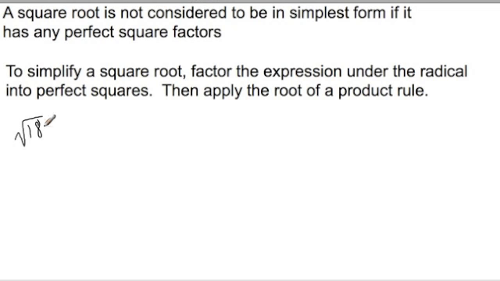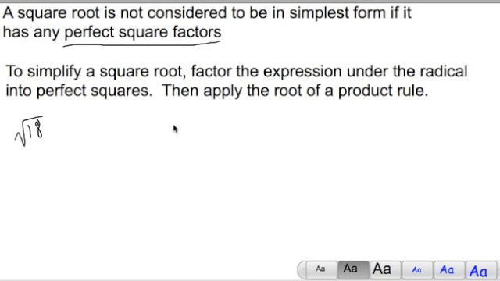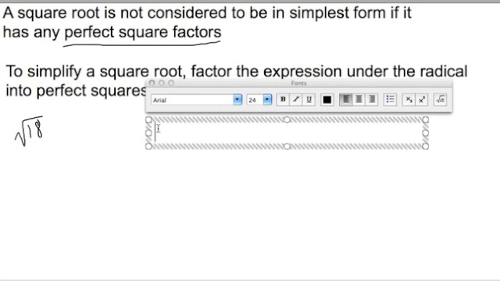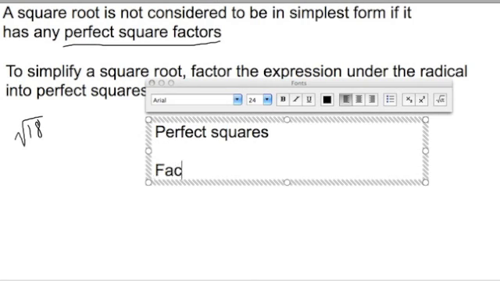Here we have the square root of 18. If the number under the radical has any perfect square factors, this is not considered to be in simplest form. We need to figure out what perfect square factors are. It comes from two different pieces, perfect squares and factors. We can find the perfect square factors of 18 in one of two methods. We could either start by listing the perfect squares, or we could start by listing the factors of 18.